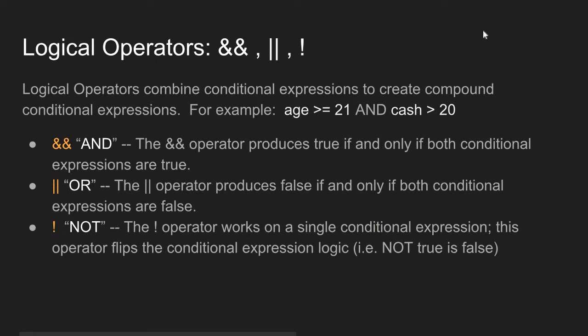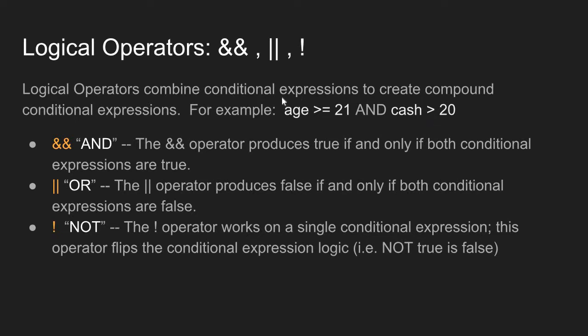And finally, we're going to look at three logical operators. The logical operators work a little bit different than the conditional operators because the logical operators link multiple conditional expressions to create larger conditional expressions. For example, if I had the conditional expression age is greater than or equal to 21, and I had the expression cash is greater than 20, I could use a logical operator to link these together and create the expression age is greater than or equal to 21 and cash is greater than 20.